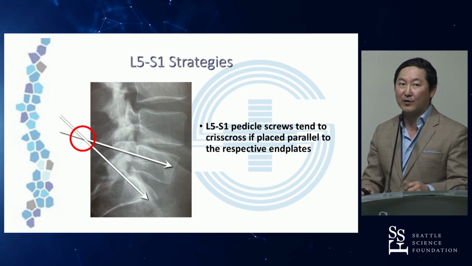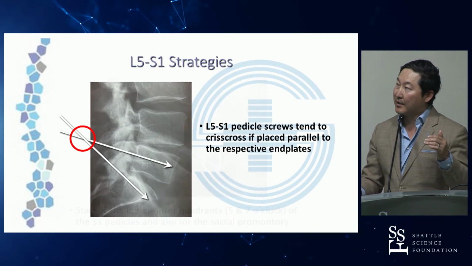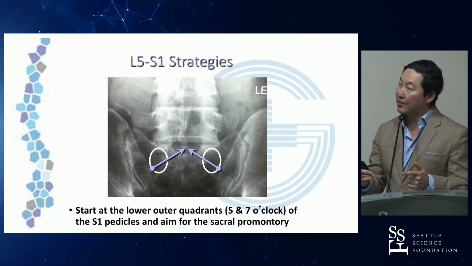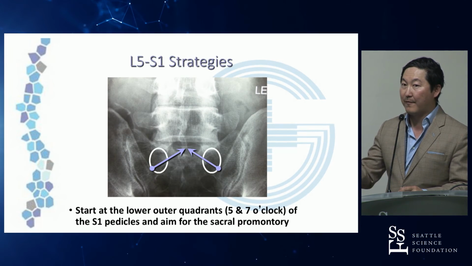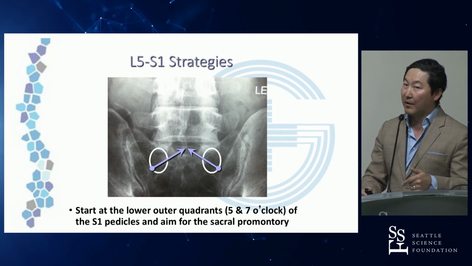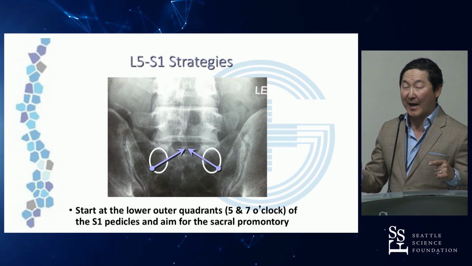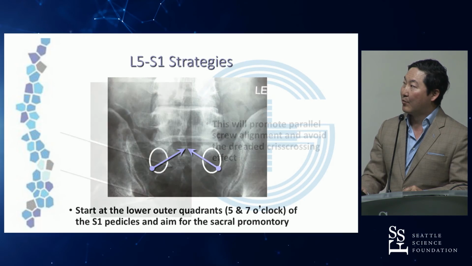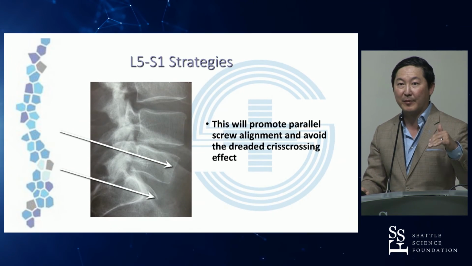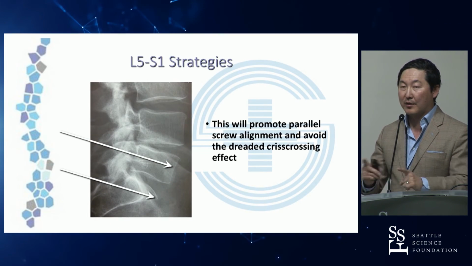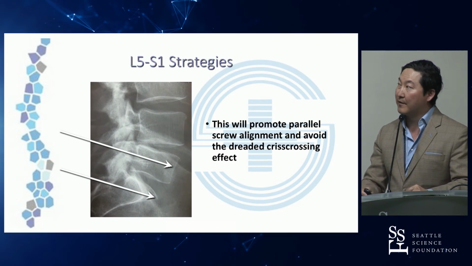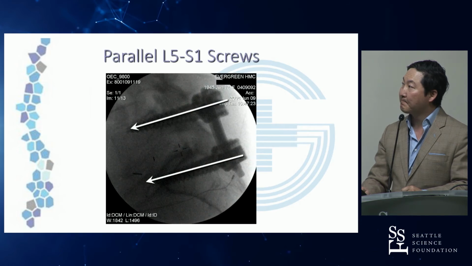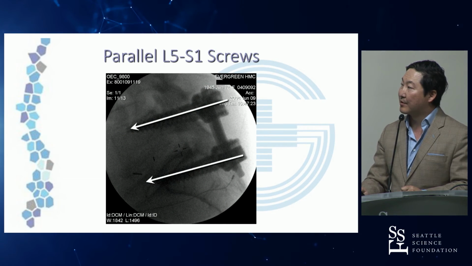And then at L5-S1, we typically take a little bit of a different approach. So for the S1 screw, we start a little bit more at the 4 o'clock position on the right and more of the 7 o'clock position on the left. And then we actually aim from caudal to cranial, aiming toward the sacral promontory. And then what this does is it allows the screws to actually be parallel. And it sort of overcomes this crisscrossing effect that you would get if you tried to make it parallel both at L5 and S1. This is what it looks like when you place the screws.